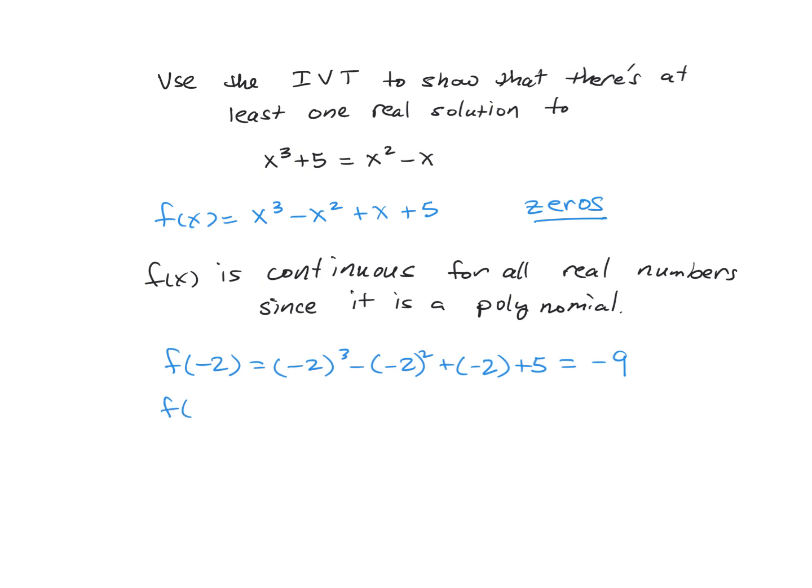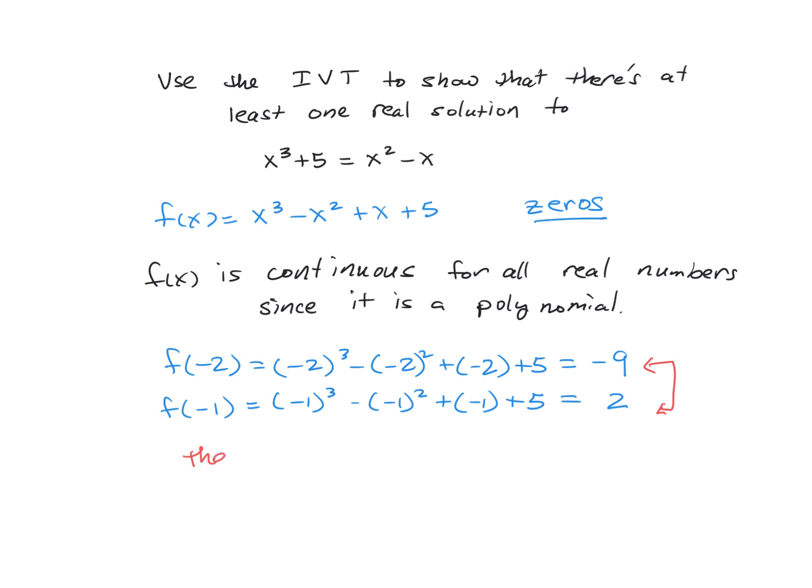And we need to calculate another function value. One that's nearby and pretty easy is negative 1. So that's going to be negative 1 cubed minus a negative 1 squared plus a negative 1 plus a 5. That calculates out to be a positive 2. So therefore, because our function switches from negative to positive, it has to pass through 0.